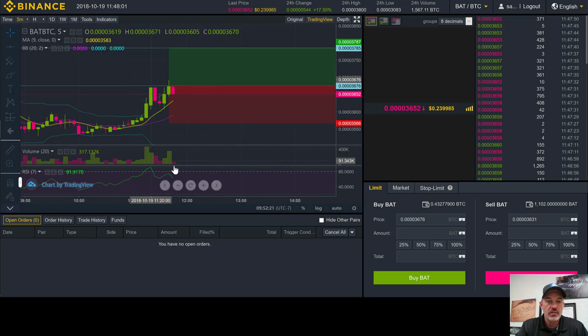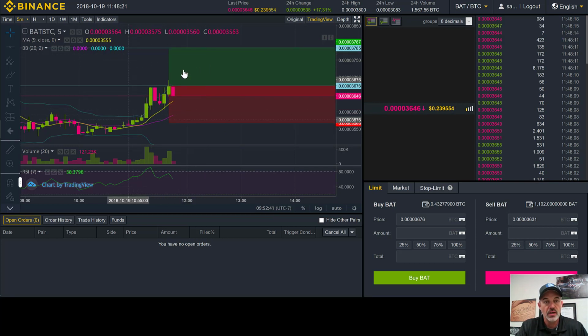So right now we're watching lighter volume on the red candles, heavier volume on the green candles. That's really what we're looking for in a momentum trade. We're above our moving averages. So the idea is to stay above those moving averages, and this should swing on up.